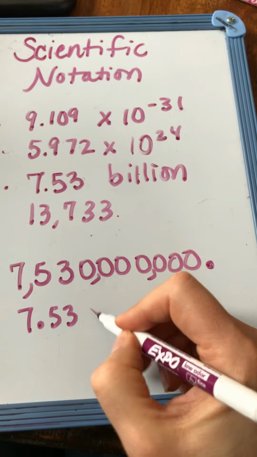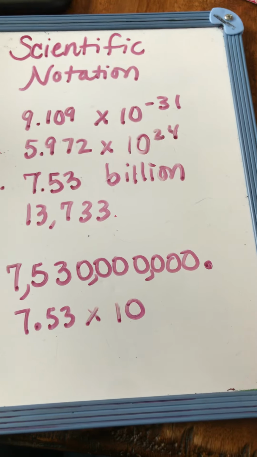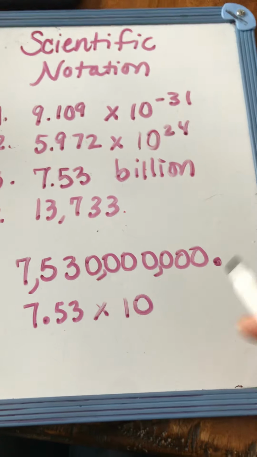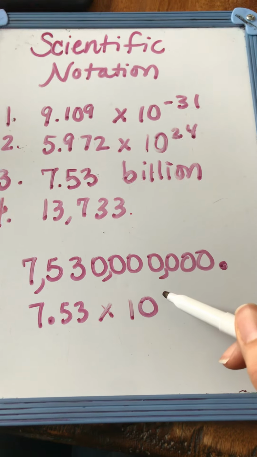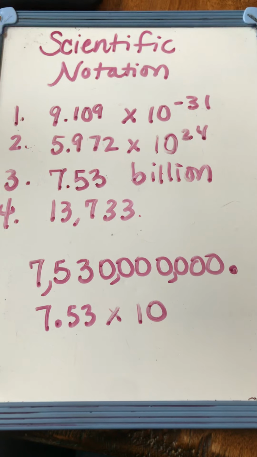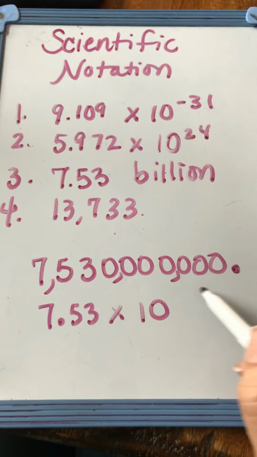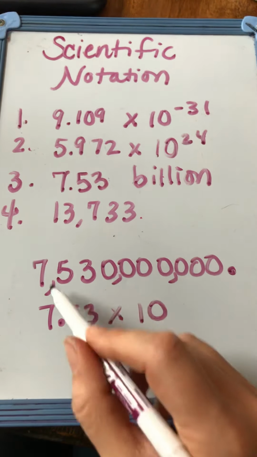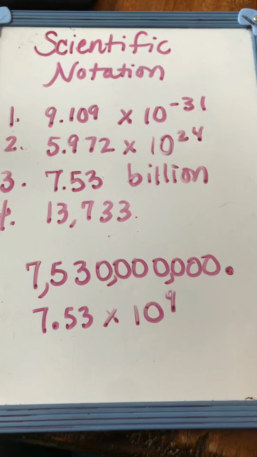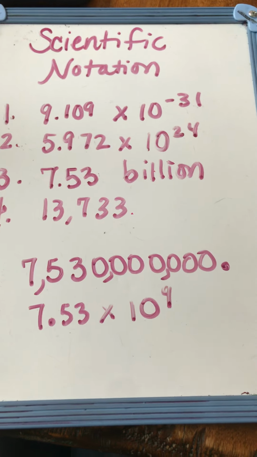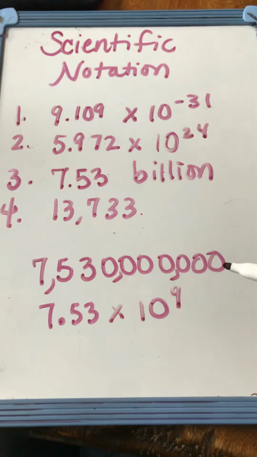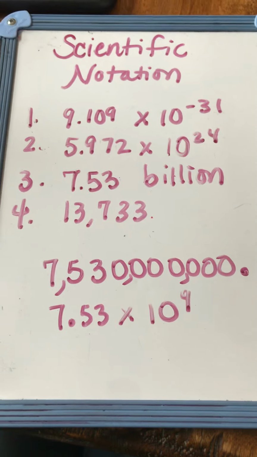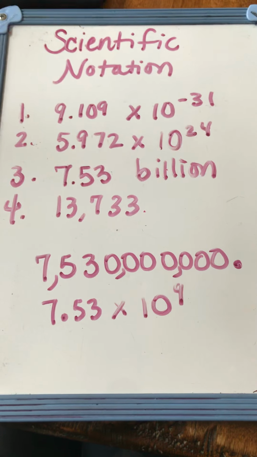We need to keep them equivalent to each other so they represent the same number. So I'd write times 10 after it with some exponent. The exponent is represented by how many times we move the decimal. So I moved it 3, 6, 9 times. That's what my exponent's going to become. I use a positive exponent because it's a really big number. Anything actually greater than 1 would use a positive exponent.